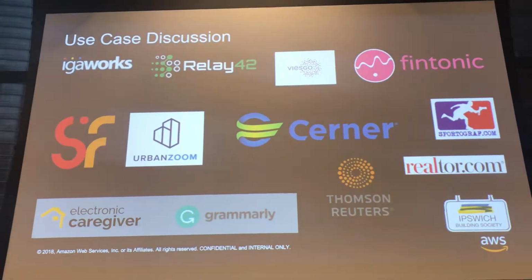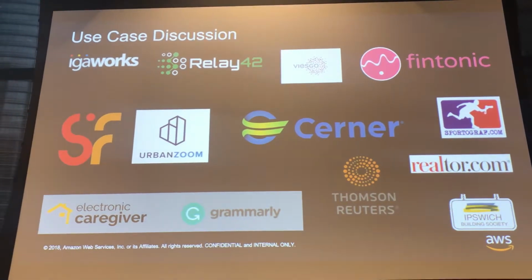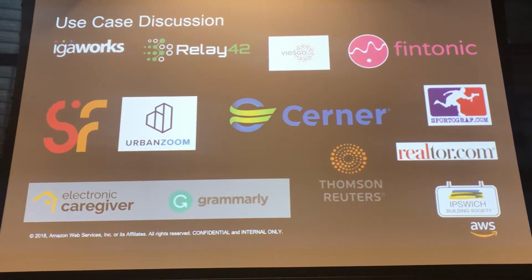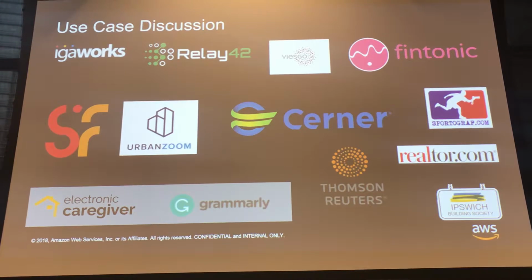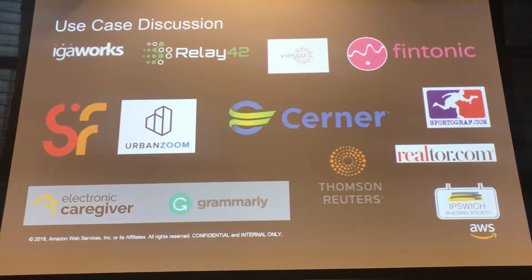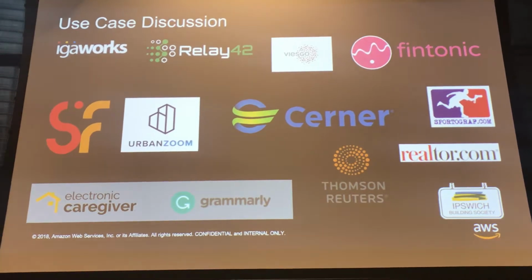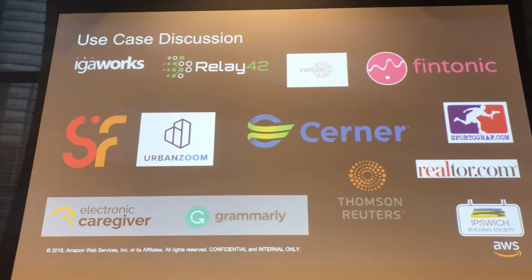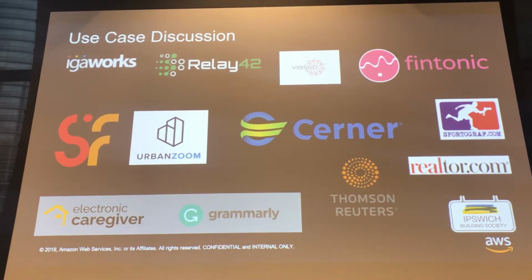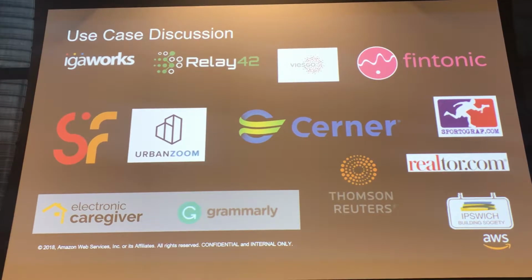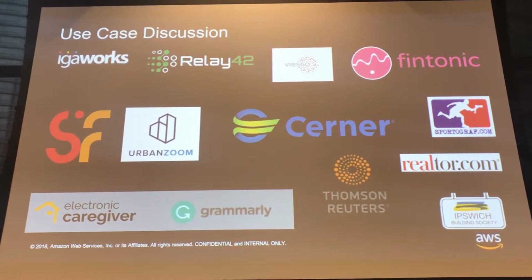Urban Zoom is using prediction to price specific homes in certain areas. Digital Globe is one of my favorite use cases. They're taking digital satellite photographs of the planet. I think it's, I don't want to get this wrong, I think it's 5 terabytes a day. Photographs of the planet, sending it down to the Earth, putting it in S3, and then for commercial and military purposes, they have customers all around the world that use that data.